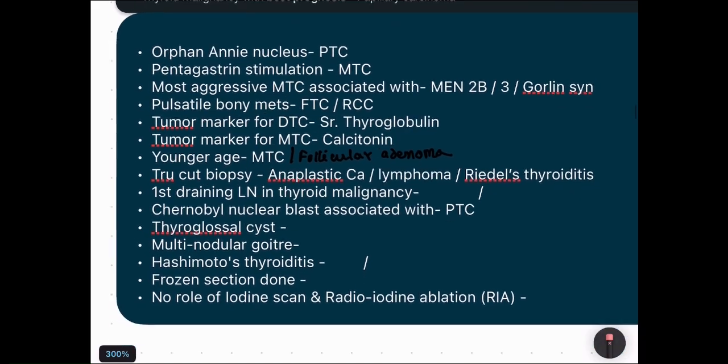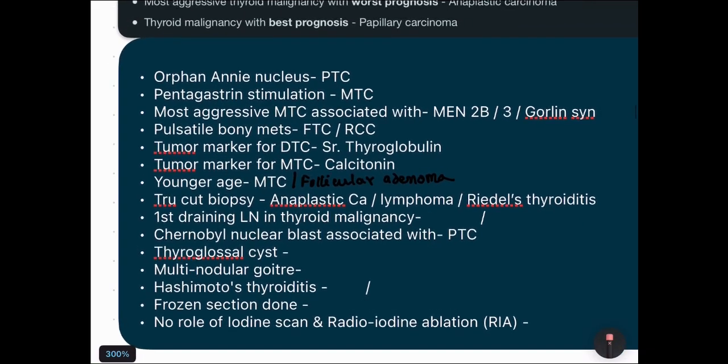The first draining lymph node in thyroid malignancy, I told you it is level 6, which is also known as Delphian lymph node. The Chernobyl nuclear blast is associated with papillary thyroid carcinoma because it is a radiation exposure associated cancer. Long-standing thyroglossal cyst, papillary thyroid carcinoma. Multinodular goiter, follicular thyroid carcinoma. Hashimoto's thyroiditis. Okay, you can remember in Hashimoto's, if thyroid cancer is asked, it is papillary thyroid carcinoma, but mostly the lymphoma is the answer.